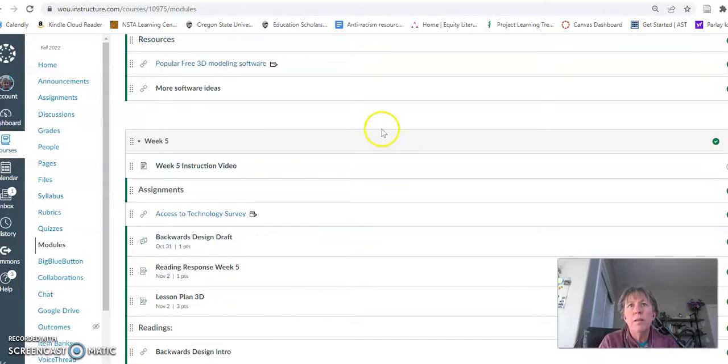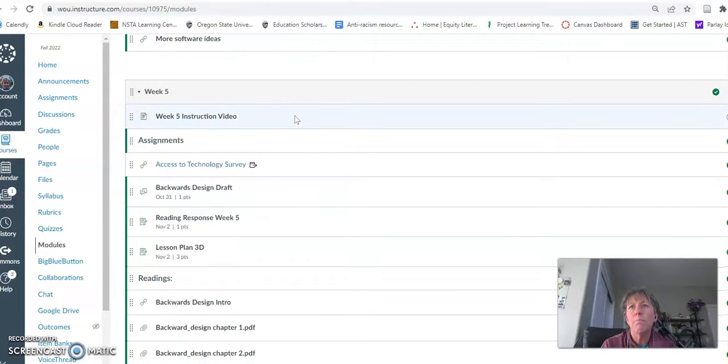So this is a more of a planning week instead of exploring additional technologies. Kind of give you a break from learning something new to using something you've already learned and turning it into a lesson for whatever your educational setting is. So this week we're going to be talking about a couple of things.